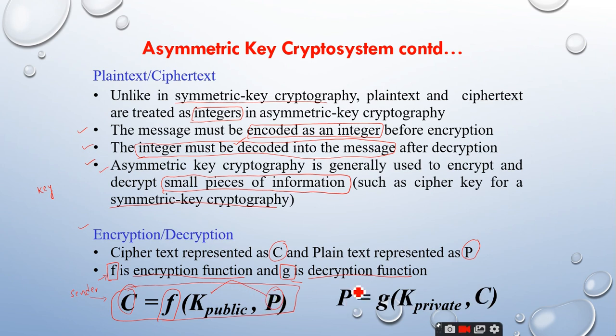Similarly, at the receiving side, you have to perform the decryption. So you have to generate a plain text P. From what do you have to generate it? You have to generate the plain text from the ciphertext. And the function you are going to use here is G. G is a mathematical function, and you need to design this G such that you use the private key and the ciphertext. Clear?